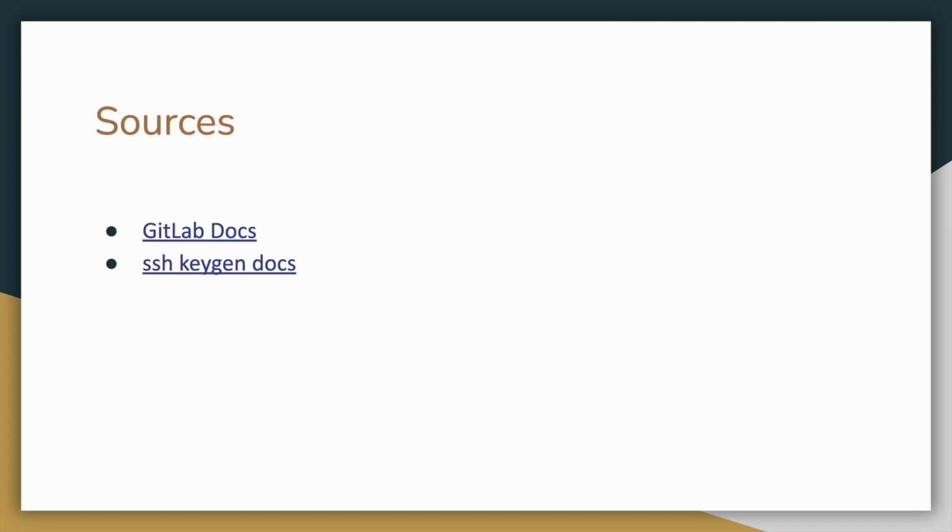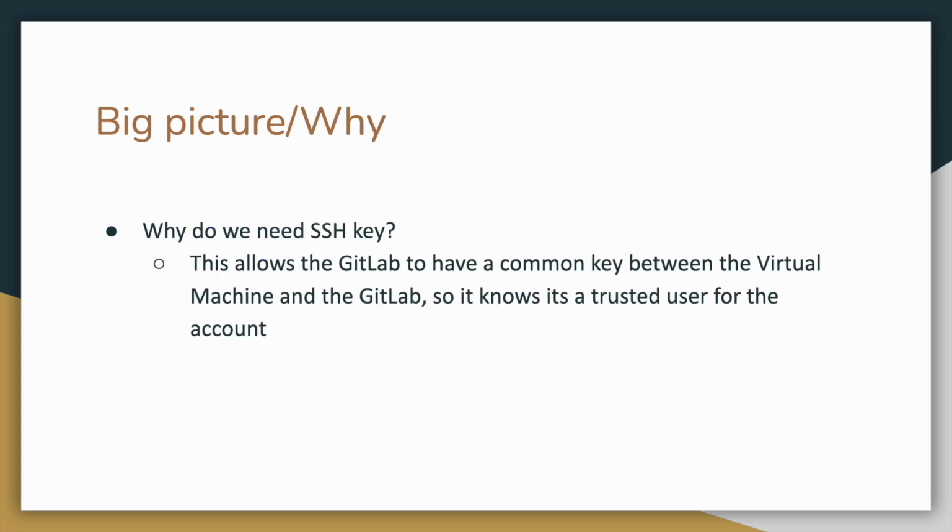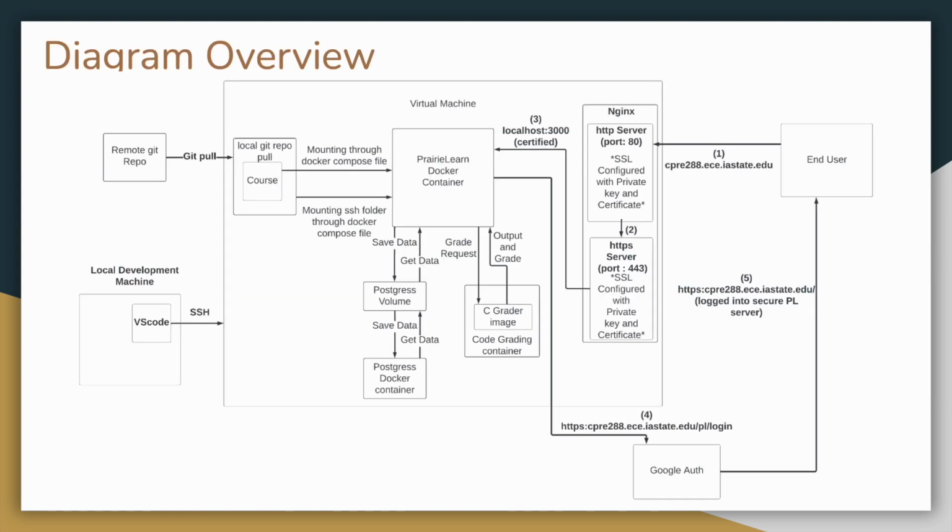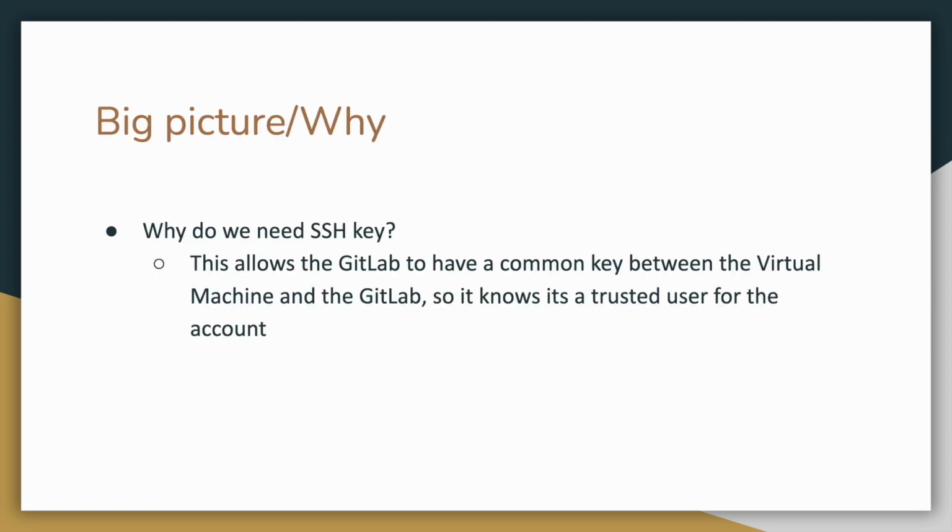I'd recommend looking at the keygen on what we're actually doing, but I feel like the GitLab is pretty intuitive. And the big picture: why do we need this SSH key? This allows GitLab to have a common key between the virtual machine and GitLab, so it knows it's a trusted user for the account. Git repos are now mostly requiring an SSH key to identify a machine, and using SSH bypasses needing to enter a username and password every time you pull or something.